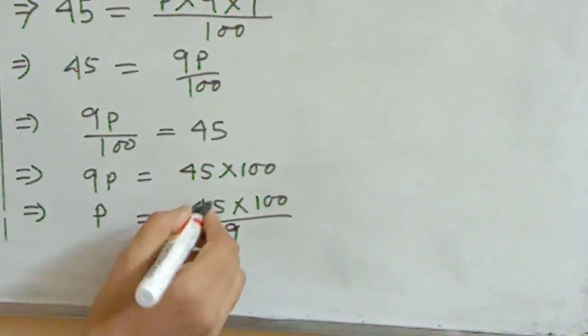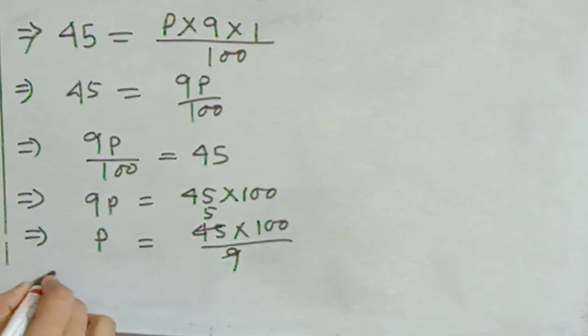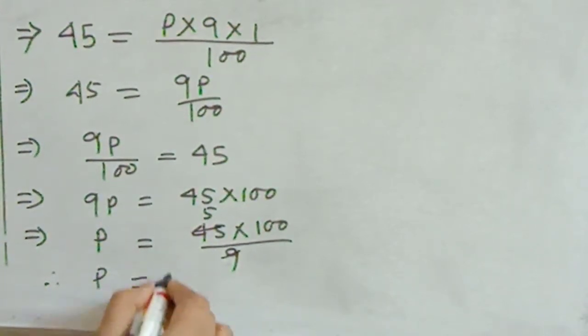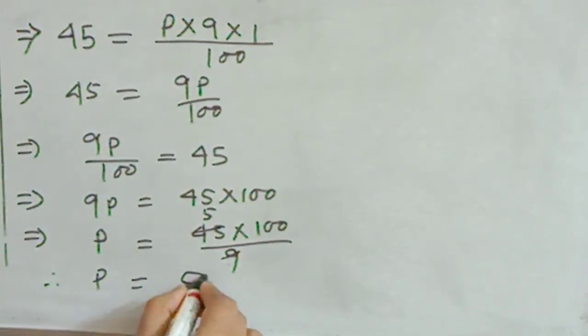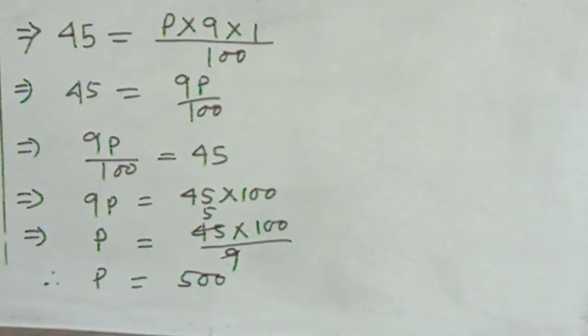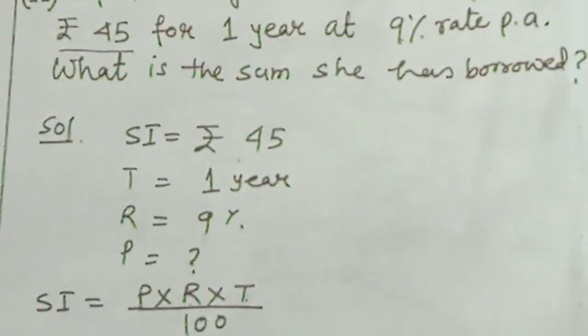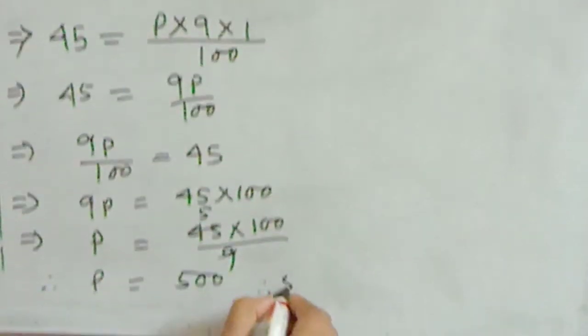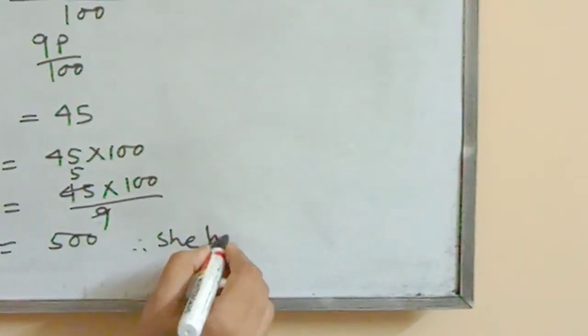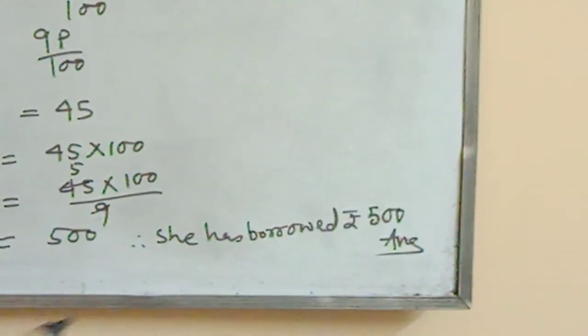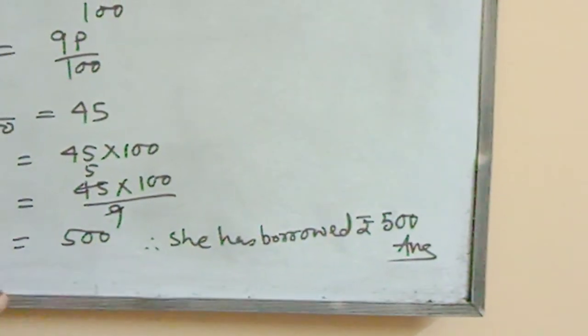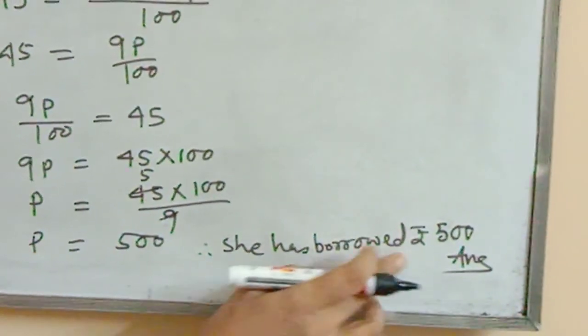Now 9 fives are 45. So therefore, principal is equal to rupees 500. So what sum has she borrowed? Therefore, after getting this value, we can write she has borrowed rupees 500.